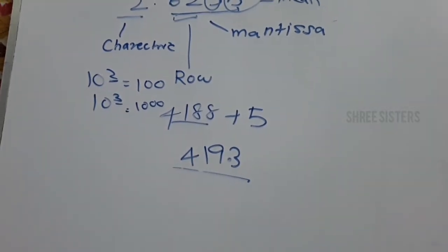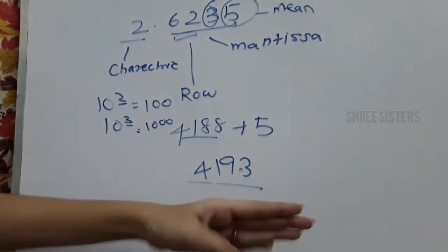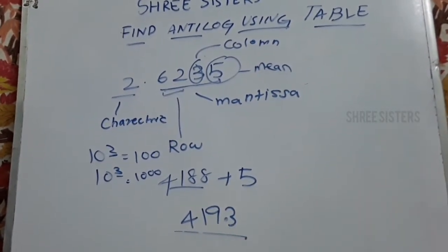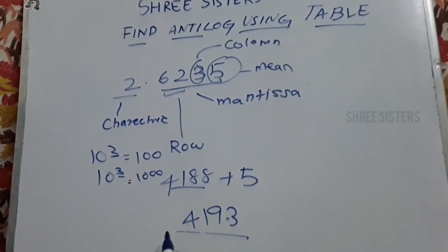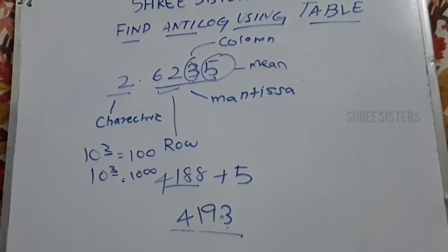You might ask a doubt like how can we decide with the decimal point, but this is the only possible way. If we keep the decimal point after, like 4193 point something, it won't be possible because it will be greater than 1000. So this is the only possible way. That is the only answer. For every number there will be only one possible way.